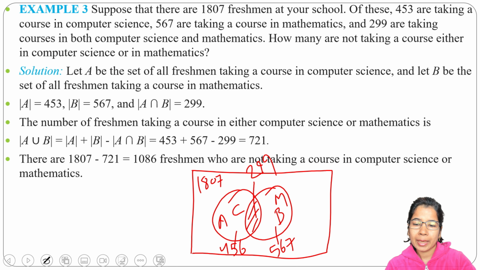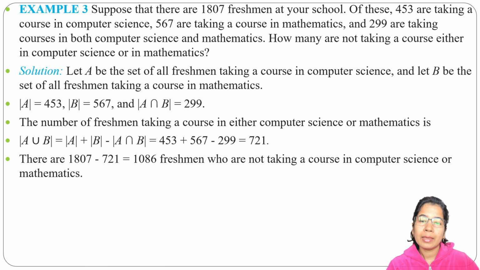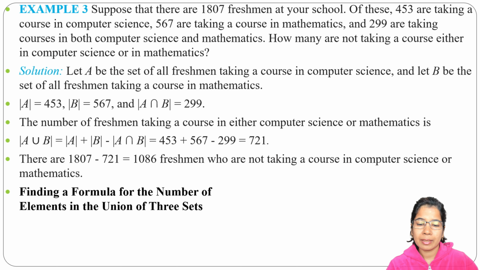And we found A union B equals 721, so you can subtract 721 from 1807. So the rest part is 1086. Okay, till now we did it for two elements. If there are three elements, then what will the formula be?